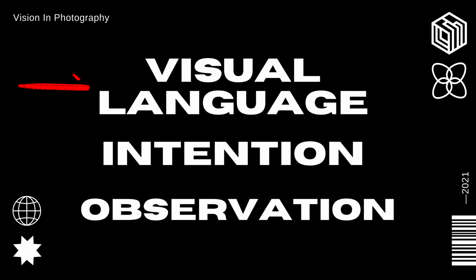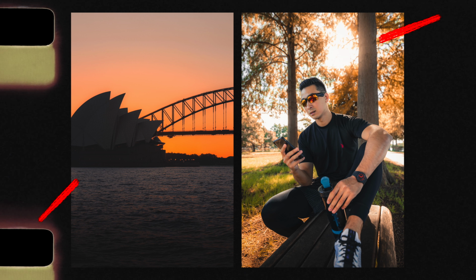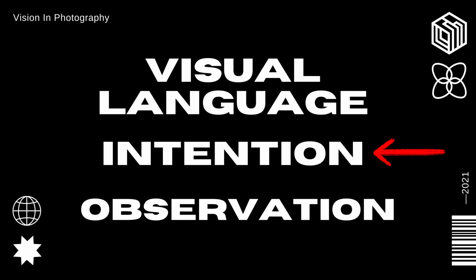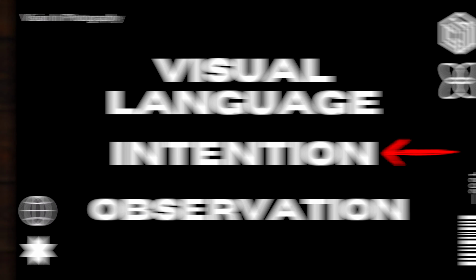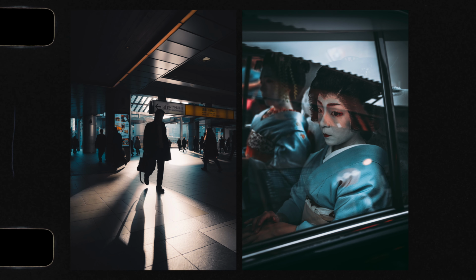And simply put, your vision can be broken down into 3 main pillars. So number 1 is visual language. So this is things like composition, light, and all the other visual elements that blend together to make an image what it is. Number 2 is intention. So this is what type of emotion or story you are intentionally trying to communicate to your viewers. And number 3 is observation. And this is the actual act of noticing these ideas and moments in real time so you can then capture them.